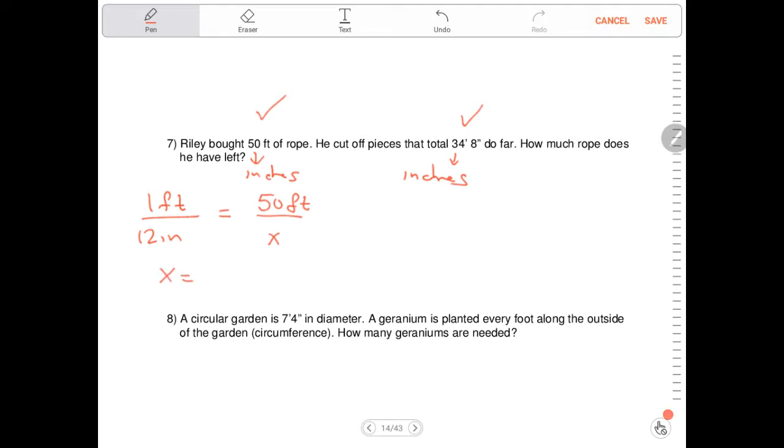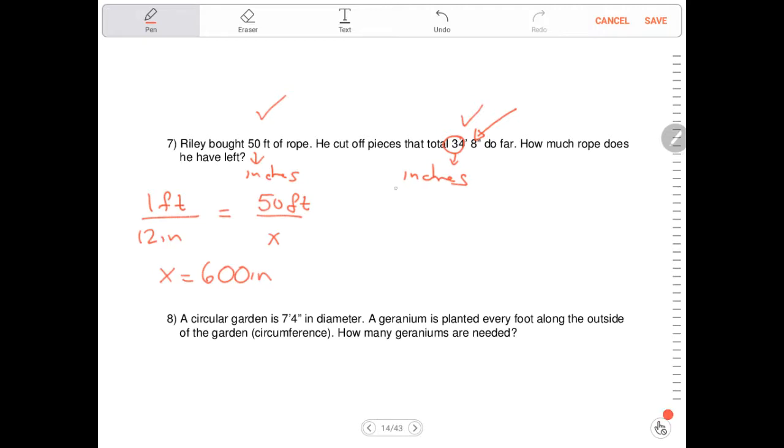So you're going to use your trusty cross multiply and divide that you've been using so many times. And in this case, you're going to get 600 inches. So 50 feet is 600 inches. Over here, you see, this is already inches. That's great. I can use that. It's this 34 I have to get rid of.